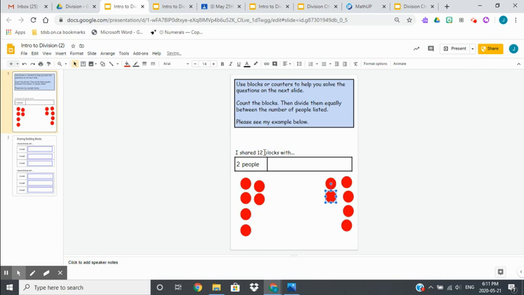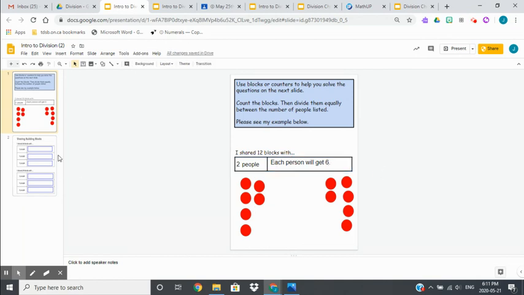Okay, so I've taken my 12 blocks and I've divided them between 2 people, and now I need to write how many each of these people will get. Well, let's count. 1, 2, 3, 4, 5, 6. Let me make sure it's equal. 1, 2, 3, 4, 5, 6. So if I had 12 blocks and I share them with 2 people, I'm going to write this in now. Each person will get 6. And then I'm all done.